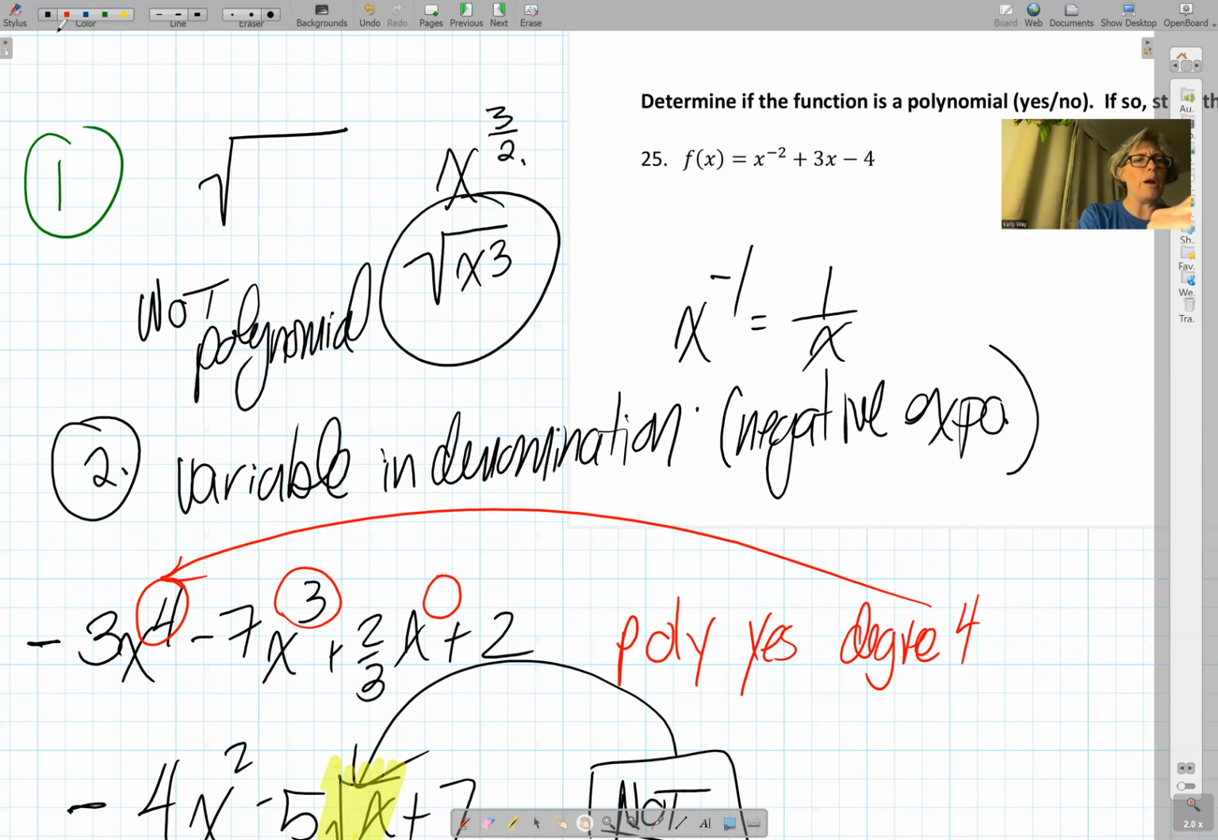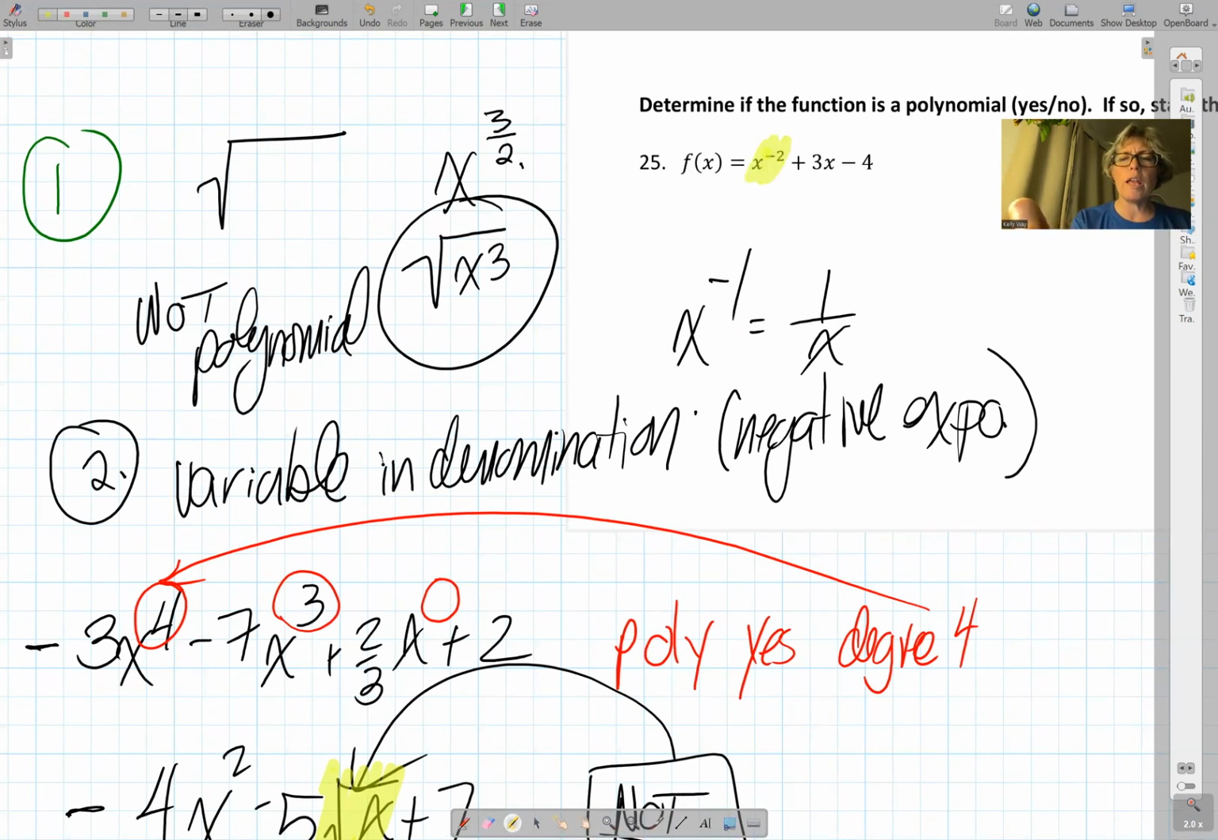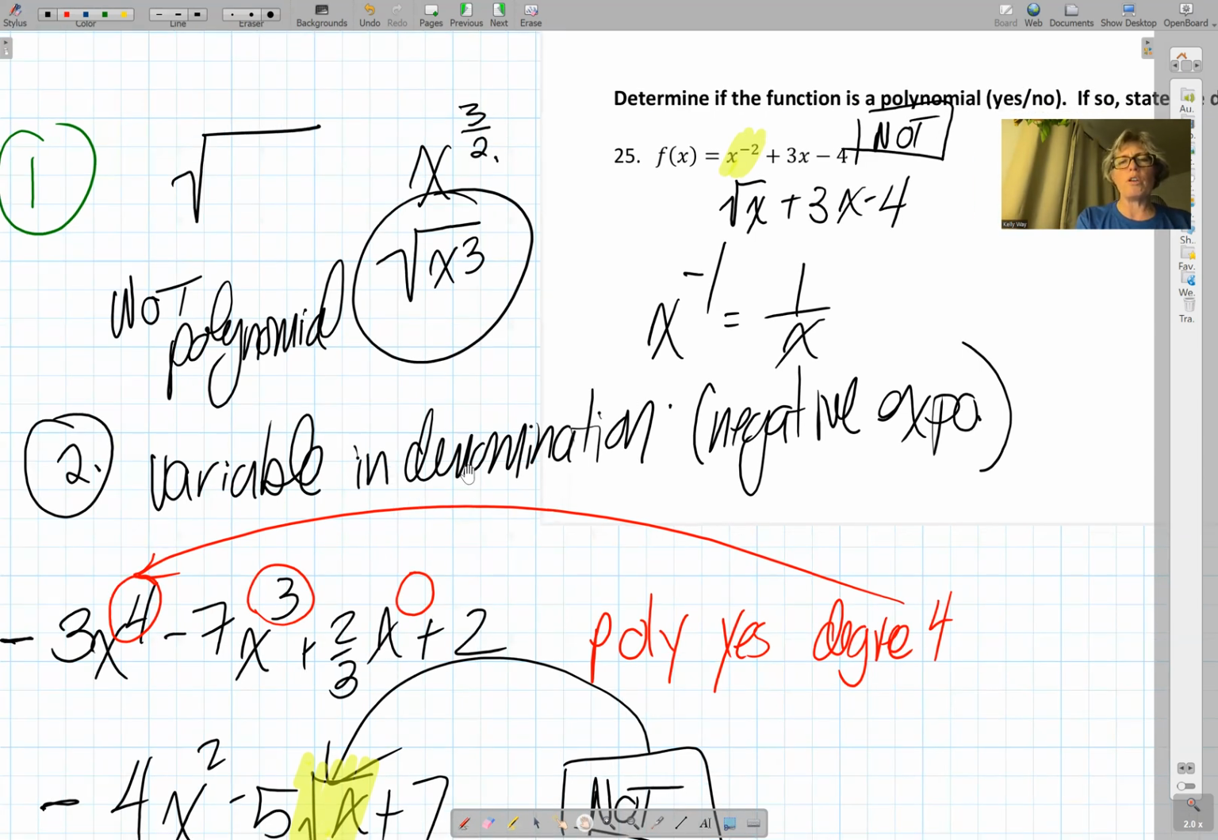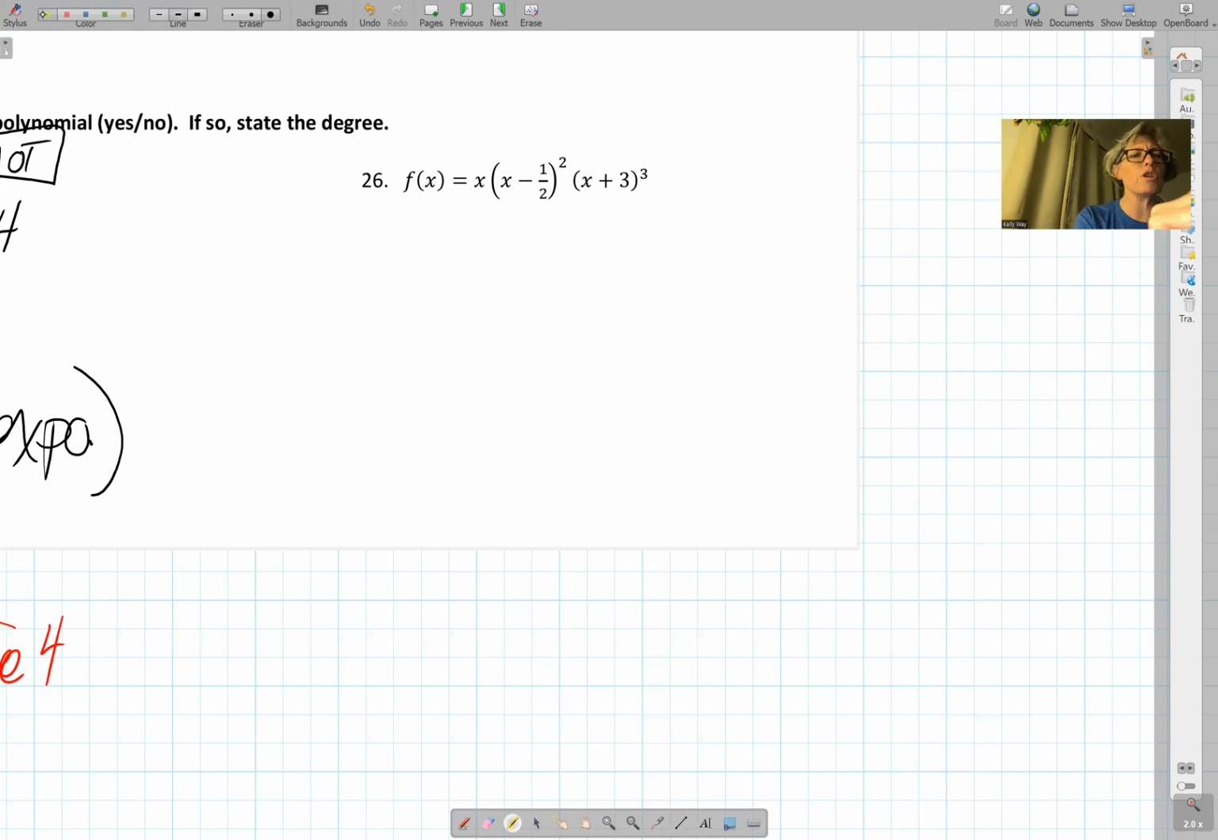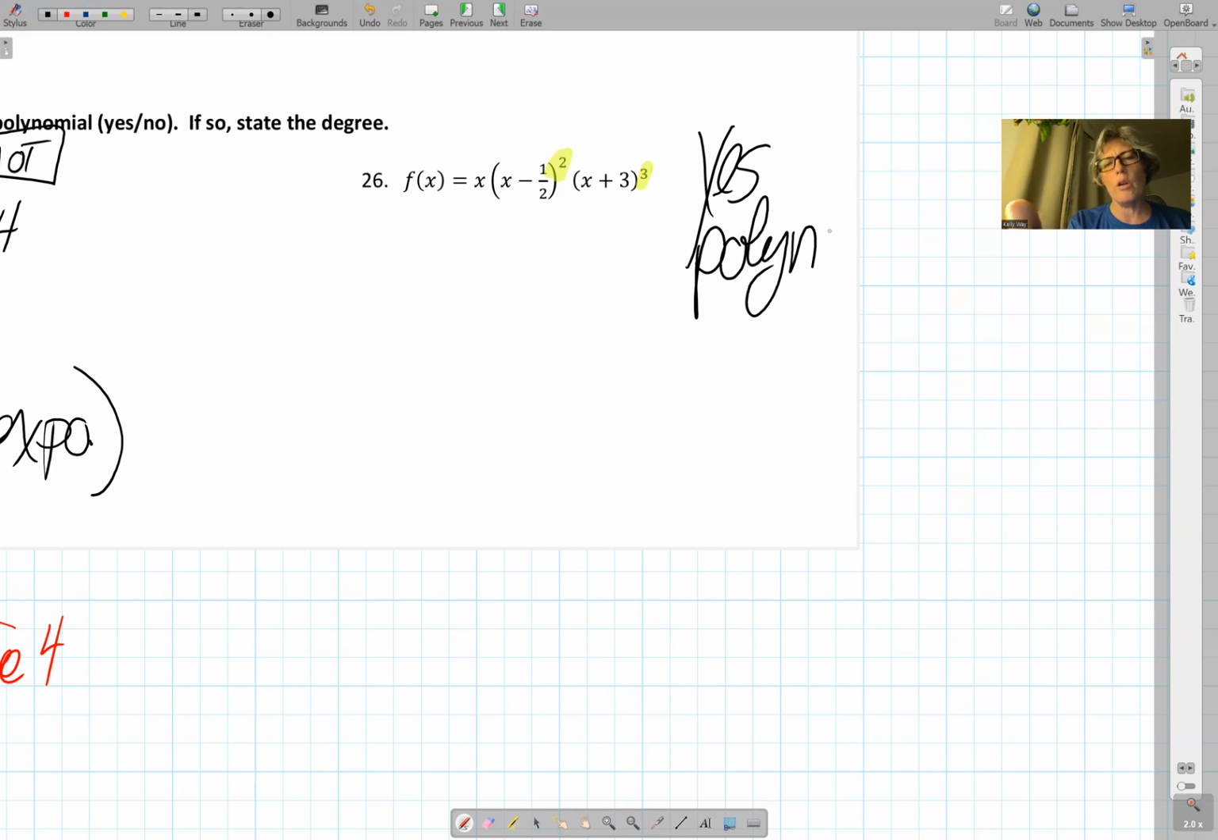Number 25, right here, you have a negative exponent, which implies the square root of x plus 3x minus 4. That would make it not a polynomial. Over here, you take a look and check your exponents. All your exponents are positive. There's nothing going to the denominator. There's no variable under a radical sign. So this would be a yes, this is a polynomial.